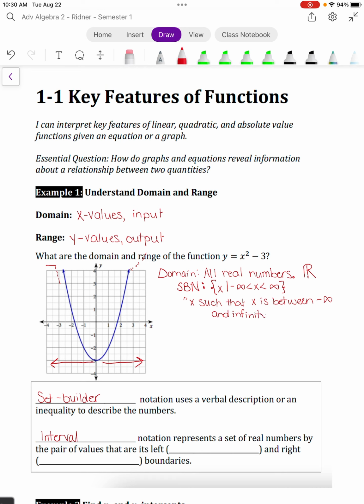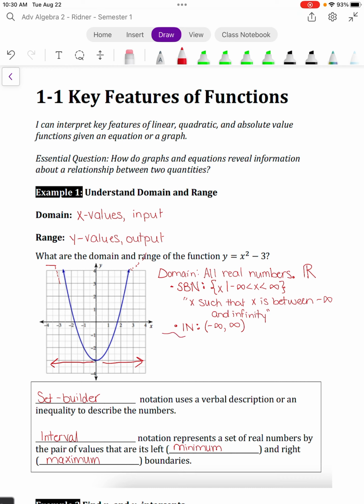And then for range, or sorry, that was set builder. Let's also do interval notation. It's a little bit easier. We just use parentheses, negative infinity to infinity. The left is our minimum value, and the right is our maximum value.